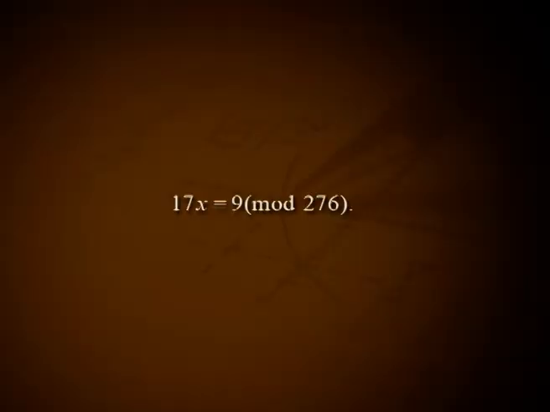Example 7. Solve the linear congruence 17x ≡ 9 mod 276. Solution. Because 276 = 3 × 4 × 23.